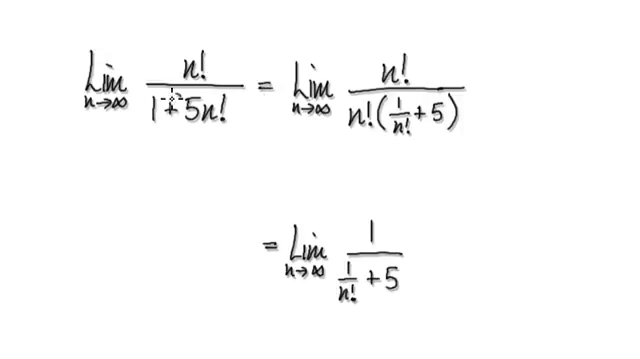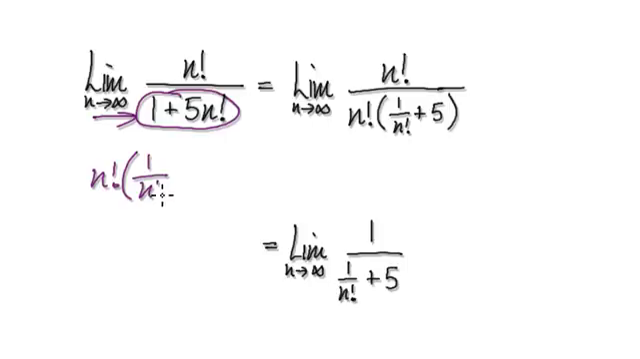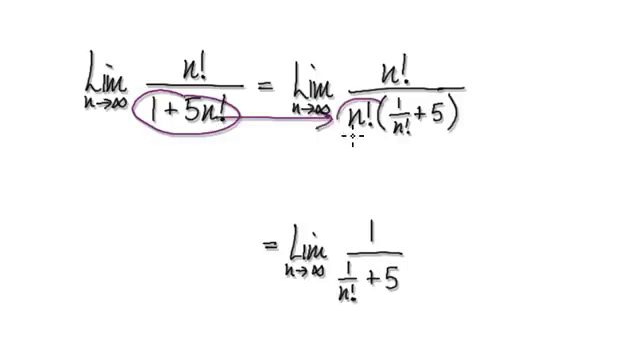So if you look at the denominator, factorize out n factorial. So just looking at the denominator, rewrite as this: 1 over n factorial plus 5. So now if you get this times this, that will then give you the 1. This times this will give you 5 n factorial. So rewrite this as this. So basically factorize out n factorial.